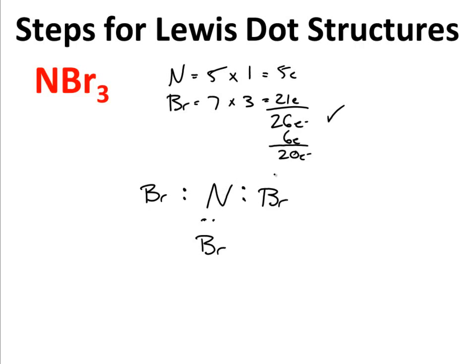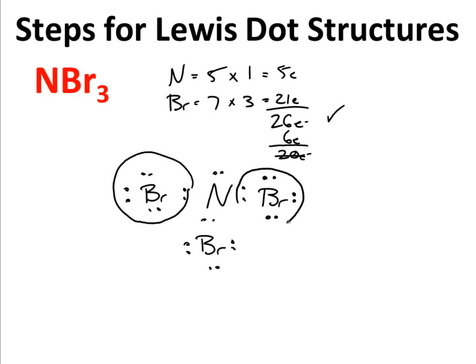You're going to place them in pairs, meaning this: 1, 2, 3, 4, 5, 6, 7, 8, 9, 10, 11, 12, 13, 14, 15, 16, 17, 18, 19, 20. And I've used up all my valence shell electrons. Now the question is, do I have octets? 2, 4, 6, 8 on bromine. 2, 4, 6, 8 on nitrogen. And 2, 4, 6, 8 on bromine. That's right, guys. I have myself octets everywhere. Cha-ching! We got that one done.